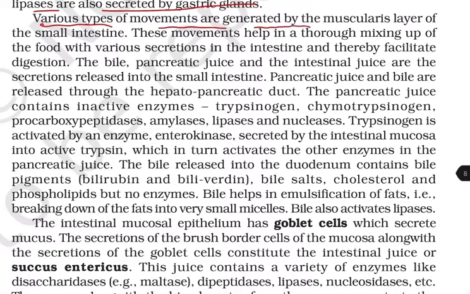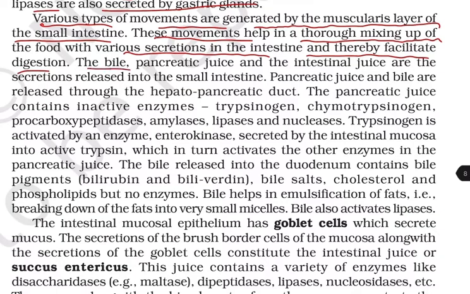Various types of movement are generated by the muscularis layer of the small intestine. These movements help in the thorough mixing up of the food with the various secretions in the intestine and thereby facilitate digestion. The bile, pancreatic juice, and the intestinal juice are the secretions released into the small intestine. Pancreatic juice and the bile are released through the hepatopancreatic duct.